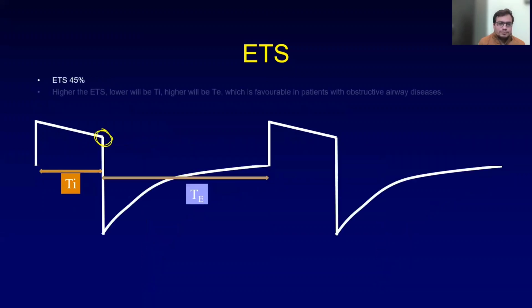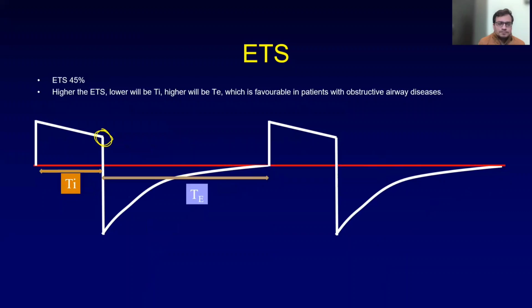So if you want to decrease this problem, in order to manage this problem, you simply have to increase the ETS to 45%. Higher the ETS, lower will be TI, higher will be TE, which will be favorable in patients with obstructive airway disease, and there won't be any auto PEEP.